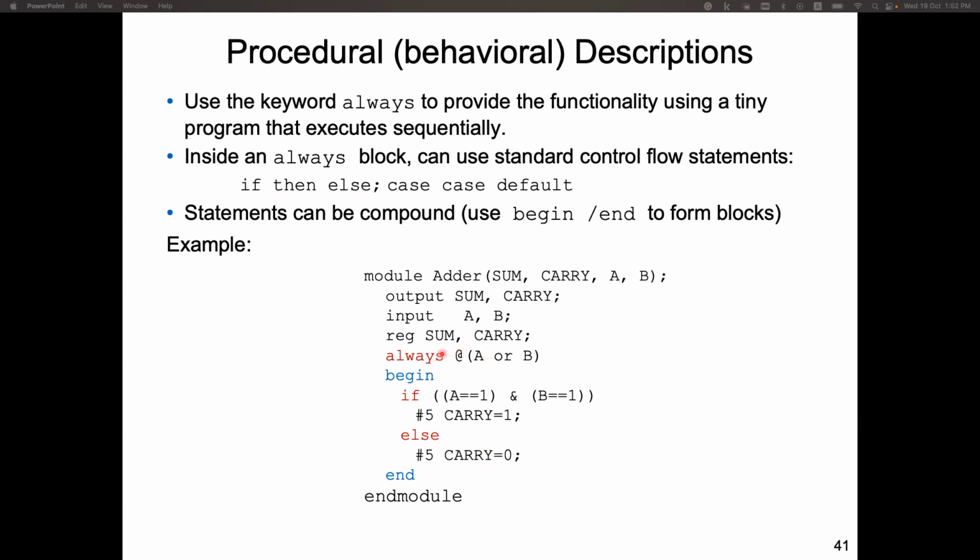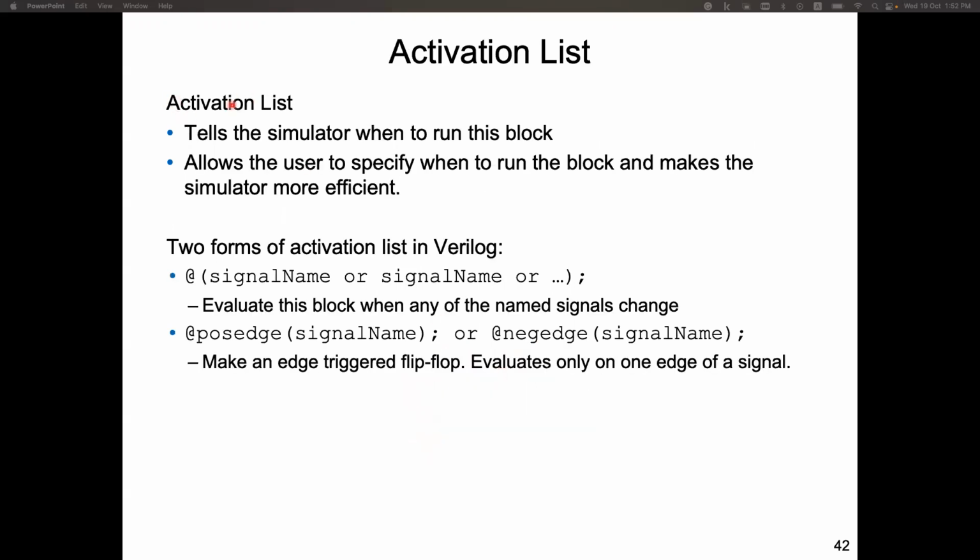So the list following always here is called the activation list. The activation list tells the simulator when to run this block. It allows the user to specify when to run the block and makes the simulator more efficient.